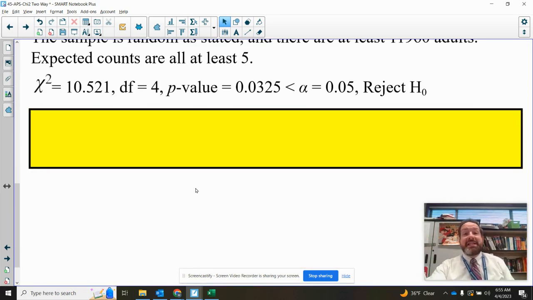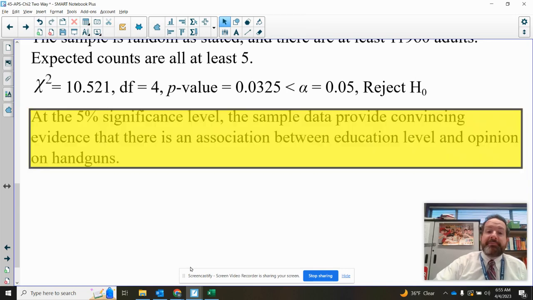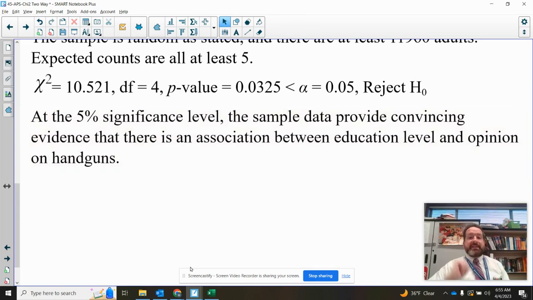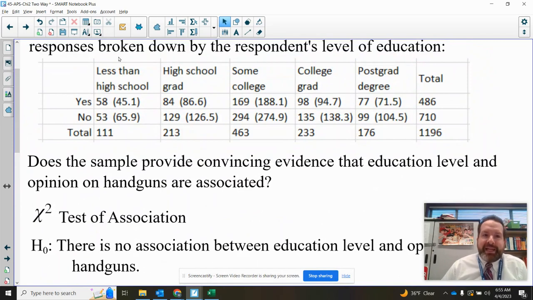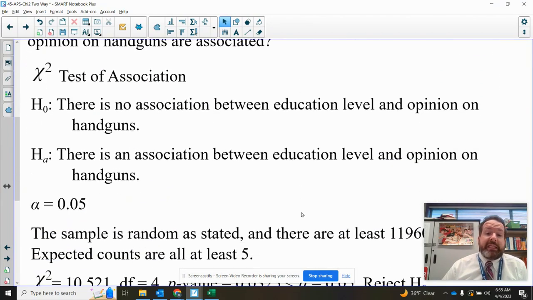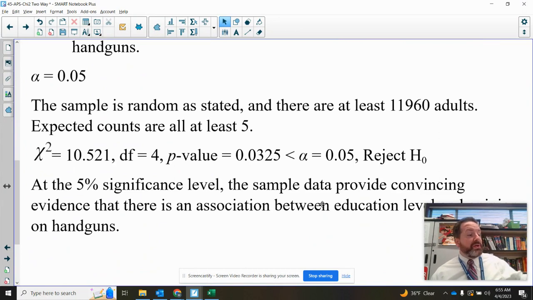Unfortunately, there isn't an easy way to see the contributions from the two-way table. Your calculator is just not set up to give you that information. So conclusion then, at the 5% significance level, yes, we do have convincing evidence that there is an association between education level and opinion on handguns. And then just looking at it anecdotally, I bet it's because largely of this group here, where the proportion seems to be switched in a significant fashion from the others. And there you go. That's how you can do your chi-squared test for two-way tables on your graphing calculator.